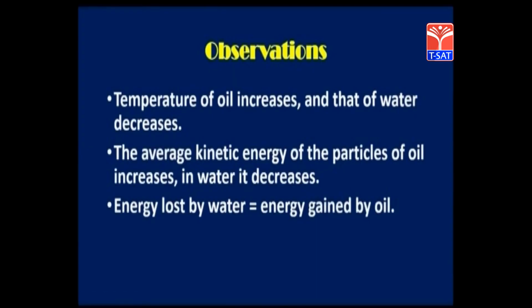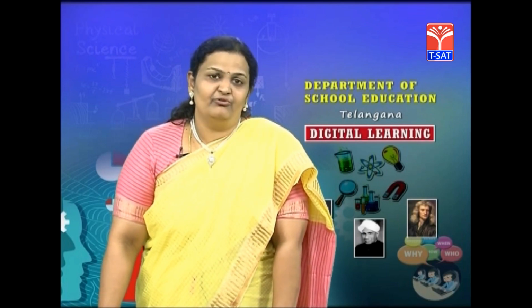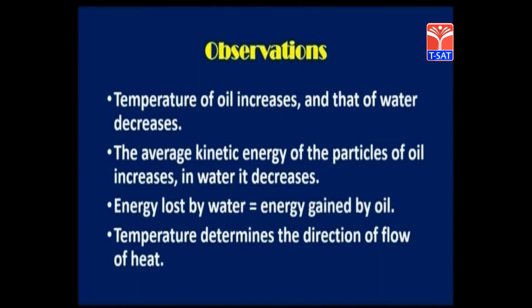Right? Why is it happening? The energy lost by water is equal to the energy gained by the oil. So here also, heat is flowing from water to oil. We have taken water at a higher temperature and oil at a lower temperature. So heat started flowing from water to oil. So the energy lost by water is equal to the energy gained by oil. The temperature determines the direction of flow of heat. Right, children? So this is one of the important points that we have to learn today.